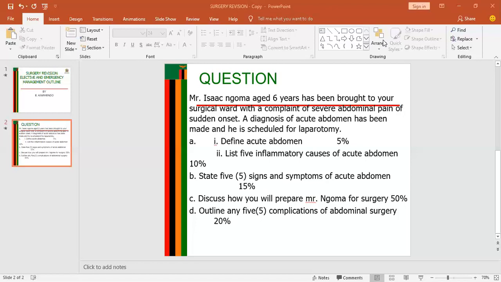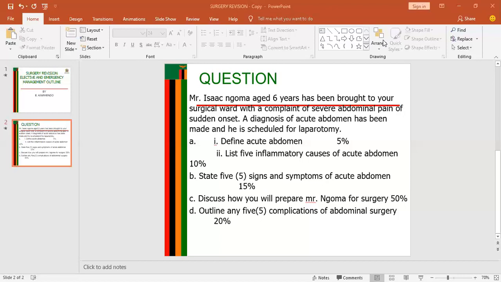So this is how you should answer them, and pay close attention to the management part because you need those 50 marks. Okay, so the question reads: Mr. Isaac Ngoma, aged 6 years, has been brought to your surgical ward with a complaint of severe abdominal pain of sudden onset. A diagnosis of acute abdomen has been made and he is scheduled for laparotomy.